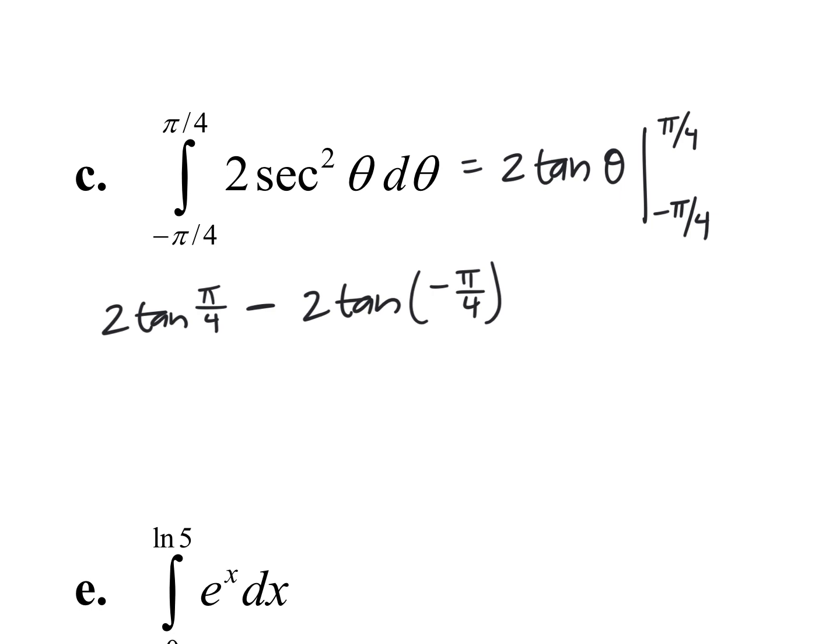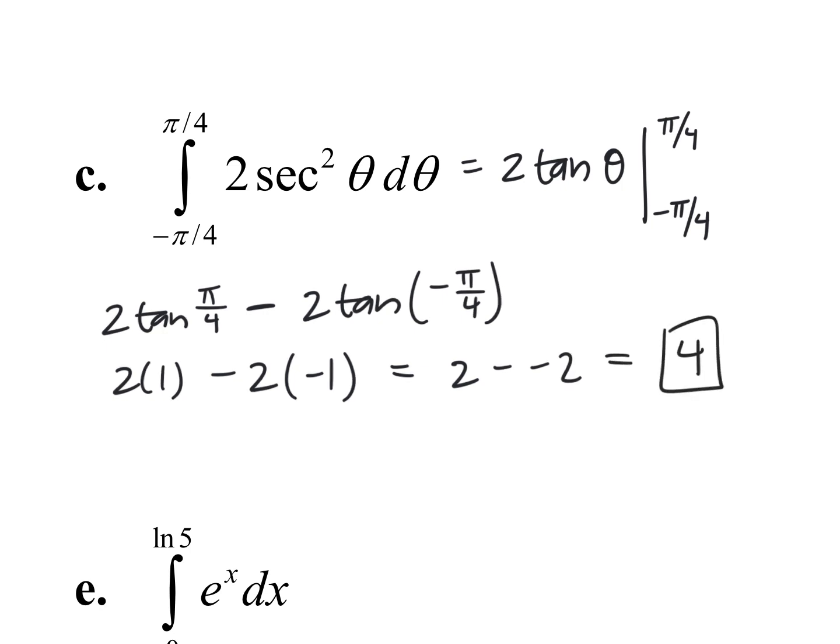And again, this is one we can do without a calculator. Tangent of pi/4 is going to be what? 1. So I've got 2 times 1 minus 2 times, how's the next one going to change? -1. So evaluate that. I get 2 minus -2, which is positive 4.